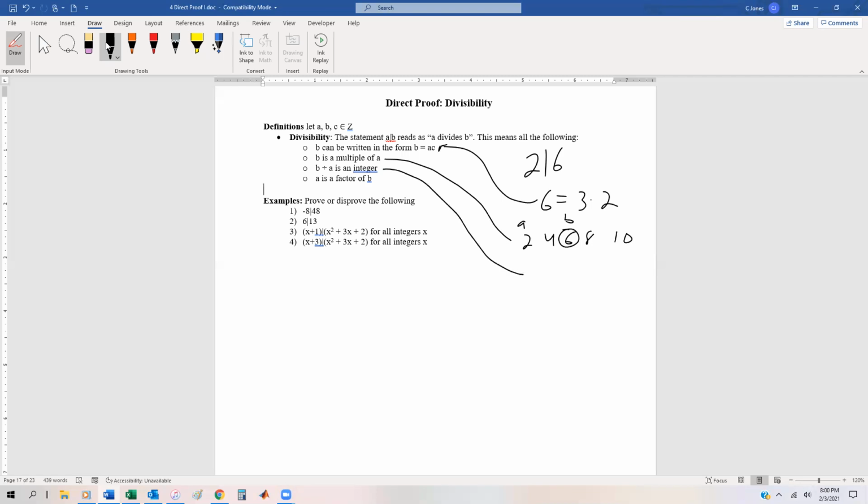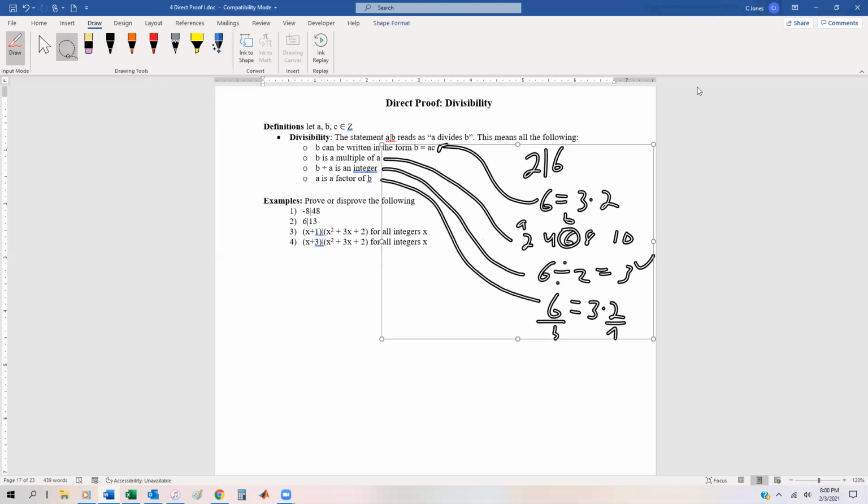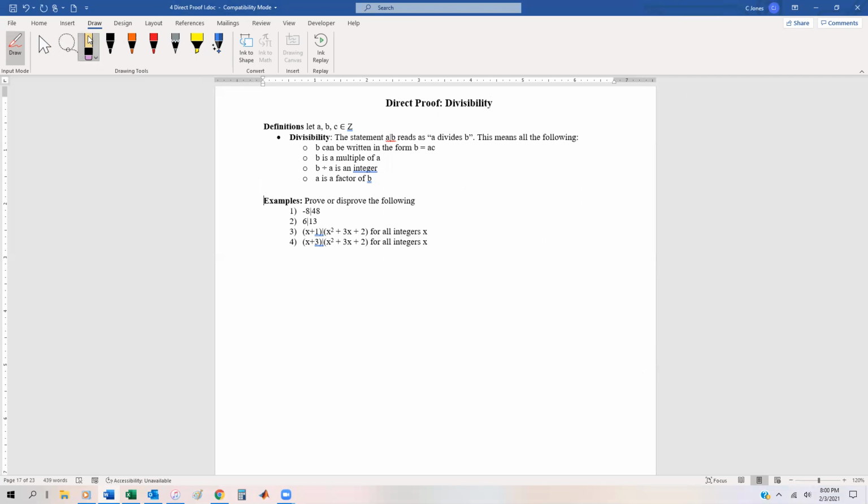B divided by A is an integer. Check. A is a factor of B. So this is B, and A is a factor. All right, so that's what we mean by divisibility. All four of these are different ways that we can express that A divides B. Now, for us, the only two that really matter are probably going to be the first and the last. This one's definitely important, and A is a factor of B is important. The other ones are not unimportant, but for direct proof, these are going to be the two most important that we're going to utilize.